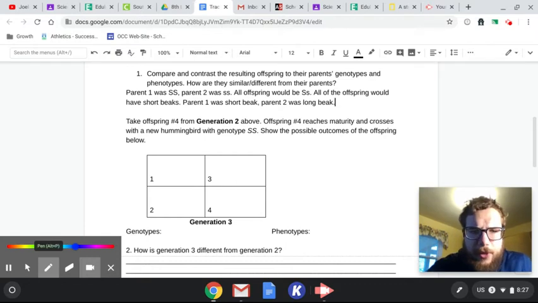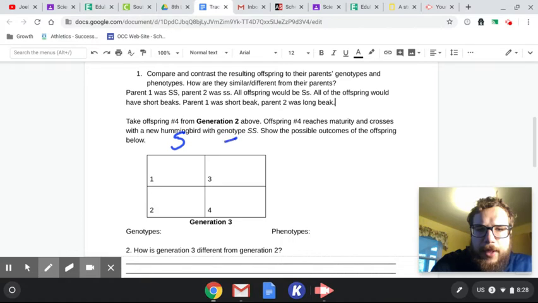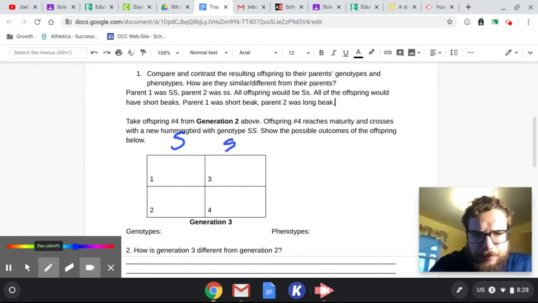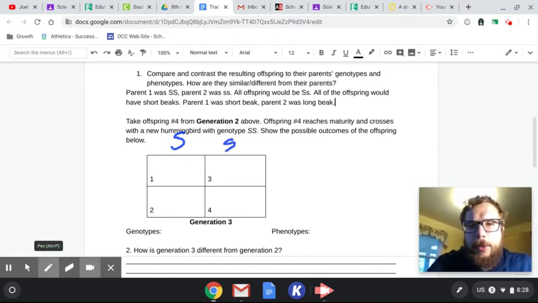Offspring 4 reaches maturity and crosses with a new hummingbird with the genotype big S, big S. Let's show all possible outcomes. So offspring number 4 from above is big S, small s. It reaches maturity and it's going to breed with one that is big S, big S.